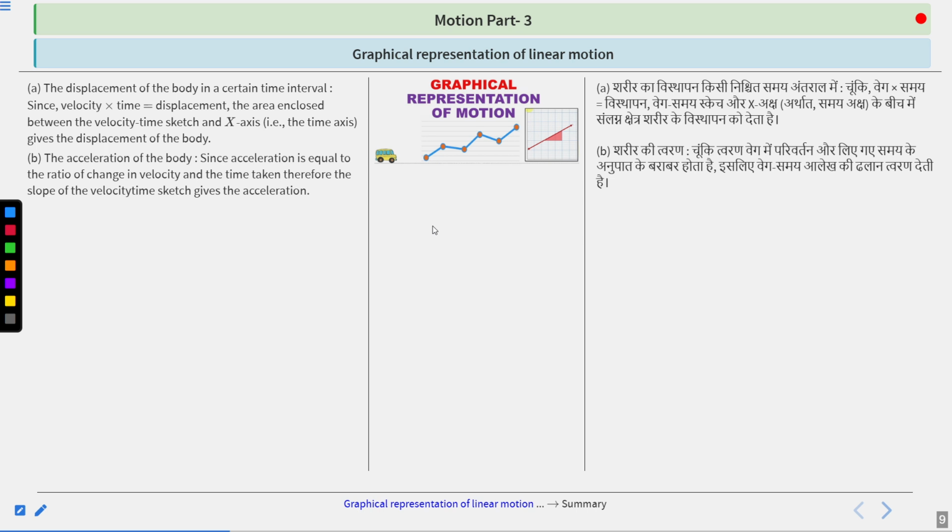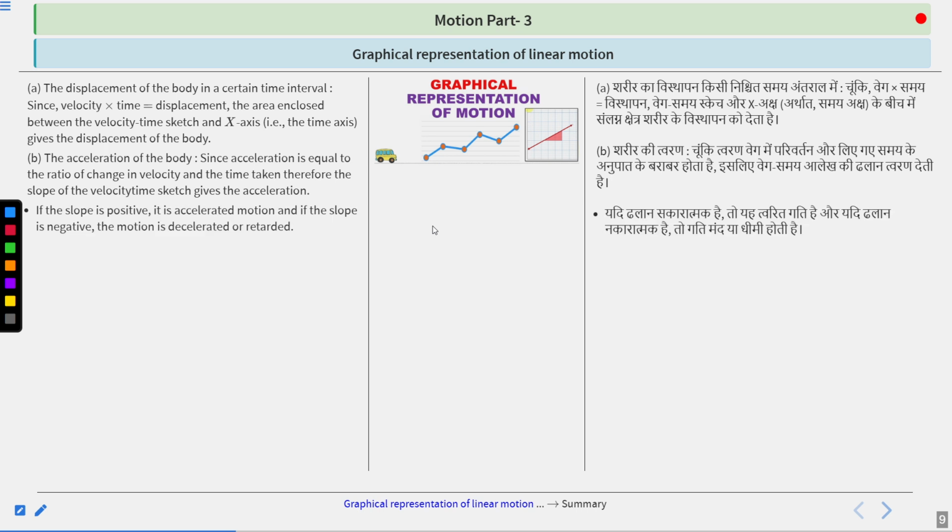Then the acceleration of the body. Since acceleration is equal to the ratio of change in velocity and the time taken, the slope of the velocity time graph gives the acceleration. If the slope is positive, it is accelerated motion, and if the slope is negative, the motion is decelerated. This means if the slope is going upward, it is accelerated. If the slope is coming downward, or negative, the motion is decelerated or retarded.